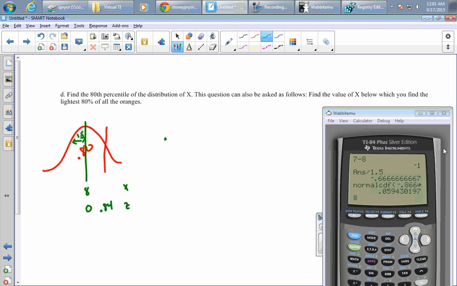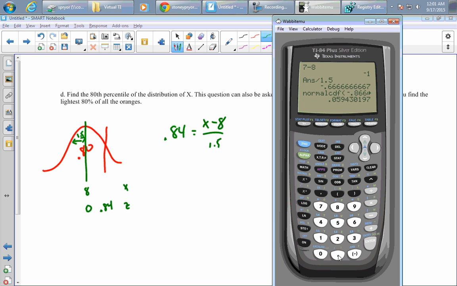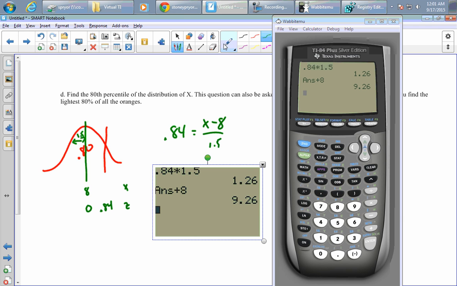So I need to take the 0.84 and unstandardize it. 0.84 times 1.5 plus 8, 9.26 is the answer I'm looking for. So a navel orange that's bigger than 9.26 ounces is at the 80th percentile or greater.